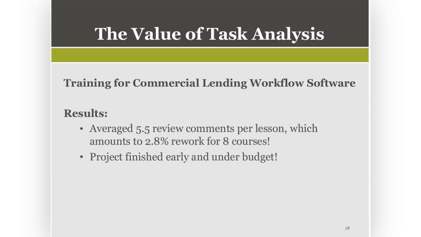Finally, here's the results from that project. We were really quite pleased at these results. We had an average of 5.5 review comments per lesson. In other words, I think it was about a 6-hour course, and probably these lessons that we're looking at here are 30 minutes apiece, and we had 5.5 reviewer comments per lesson, which meant probably some changes. That amounted to 2.8% rework for 8 courses.